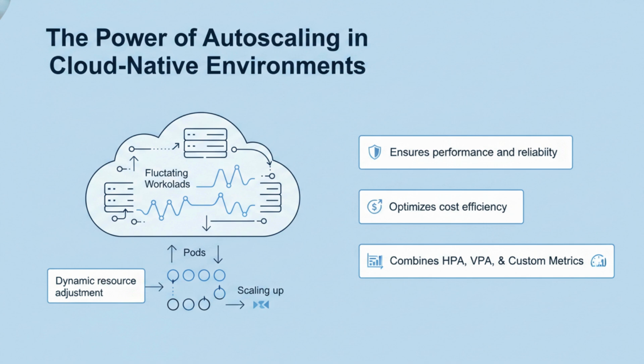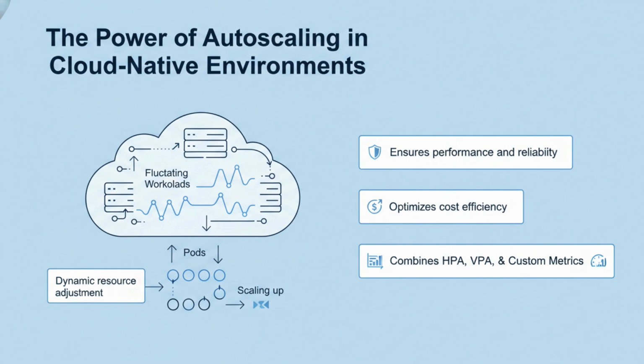Welcome. Today we're diving into a crucial aspect of cloud-native efficiency, multi-metric autoscaling. In dynamic environments, manually adjusting resources is unsustainable. Autoscaling ensures your applications perform optimally, managing traffic spikes and lulls without human intervention. It's about maintaining performance, cost efficiency, and reliability.